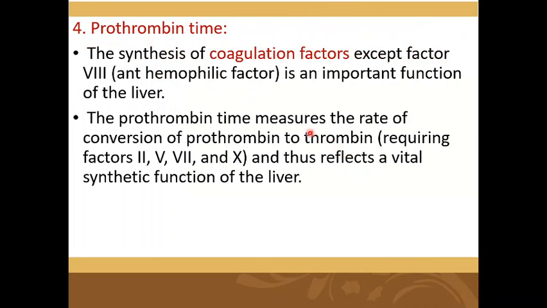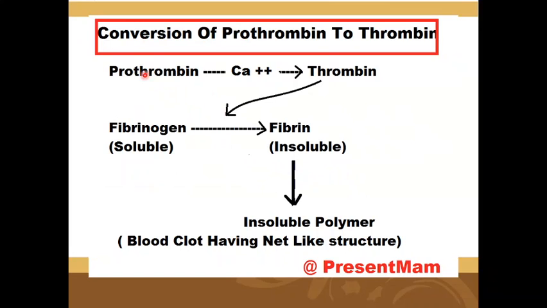Then we come to the prothrombin time. The synthesis of the coagulation factors, except factor 8, is an important function of the liver. Prothrombin time measures the rate of conversion of prothrombin to thrombin, requiring factors 2, 5, 7 and 10, and thus reflects a vital synthetic function of the liver. Here you can see prothrombin is converted to thrombin, and thrombin then converts fibrinogen to fibrin, which is actually the blood clot.